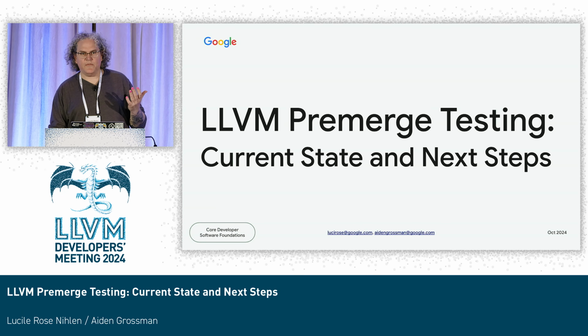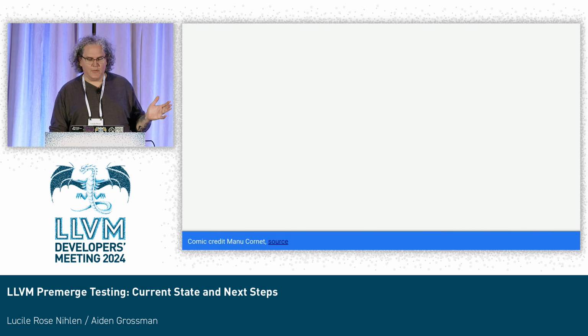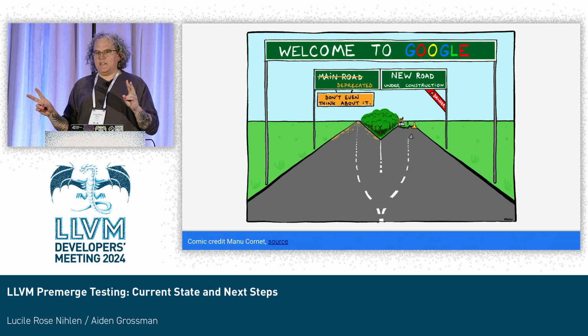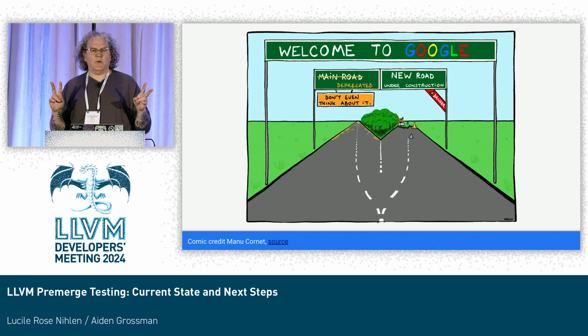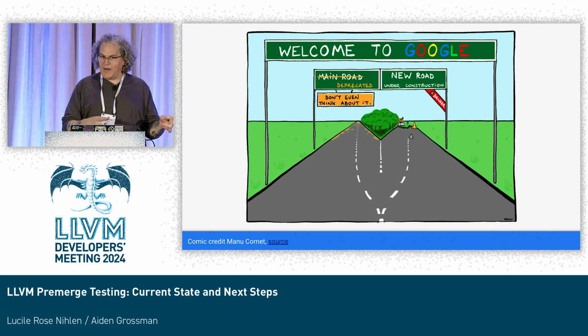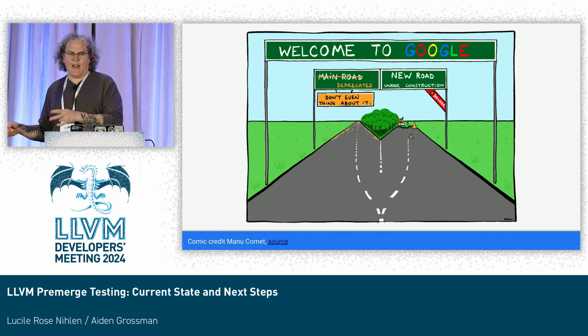So at Google, I've been at Google for 14 years, and this joke never stops being funny at Google, which is that there's always a choice between two systems at Google, the one that is deprecated and the one that isn't ready yet.